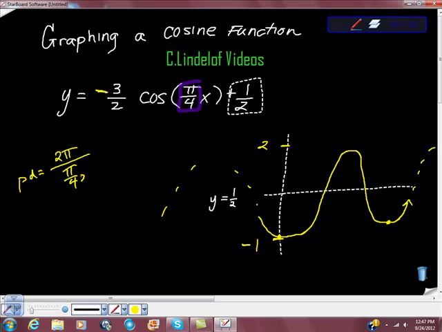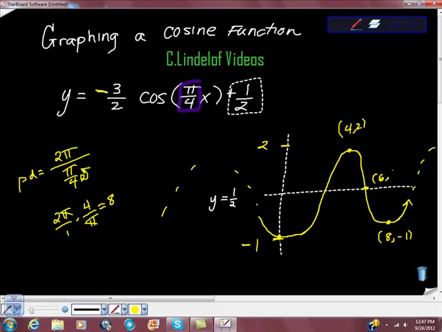This is a complex fraction, so I can bring this up and multiply by its reciprocal, so I get 2 pi over 1 times the reciprocal of pi fourths, which is 4 over pi. The pi's cancel, and we get a period of 8. So that means this point right here is the point 8, and we know that it's a minimum, so it's negative 1. Go halfway across here, and half of 8 is 4, so we get the point 4, 2 here. In between 4 and 8 is 6, and that's the point 6.